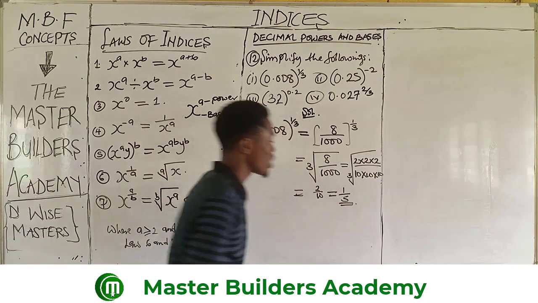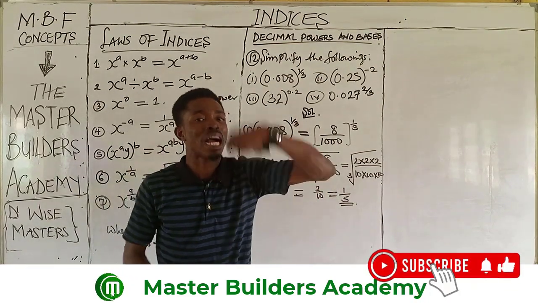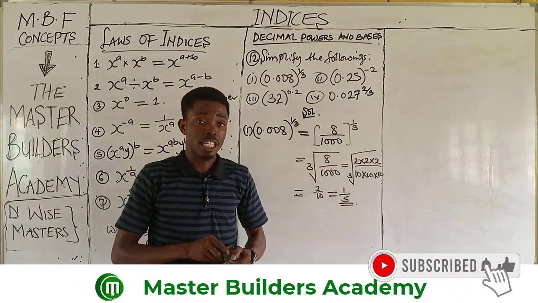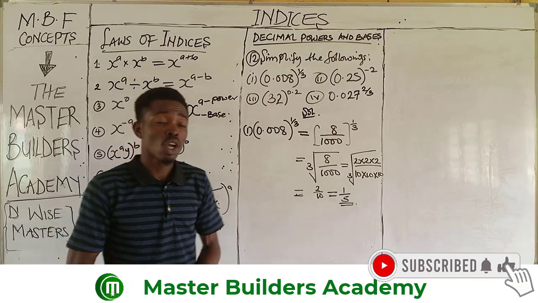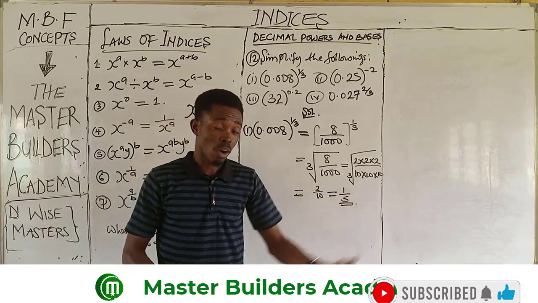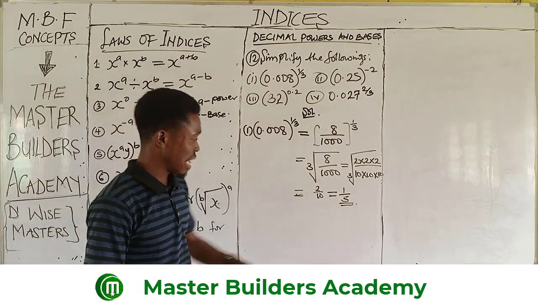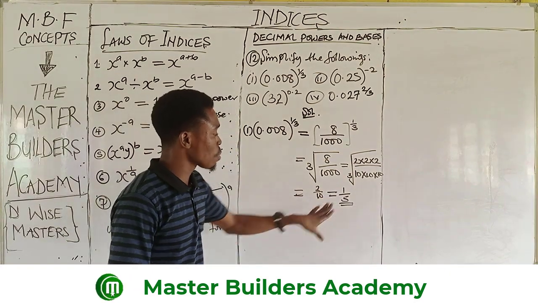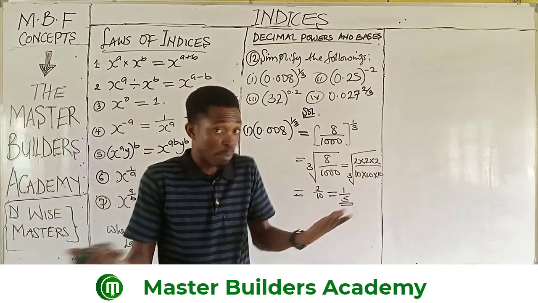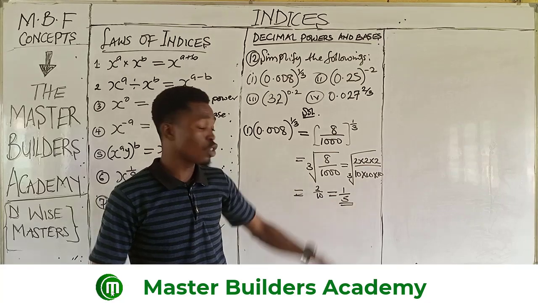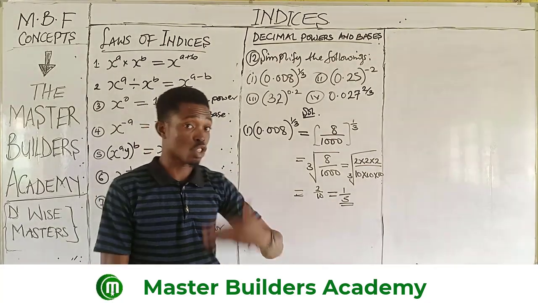This is the answer to this question. Like I said earlier, you can decide to also leave your answer in decimals if you choose to, especially for those who are writing objective. All right. So if your exam is an objective examination and you check your options, you do not have fractions in your options, but decimals, you need to convert this to its equivalent decimal, and that would have given us 0.2.